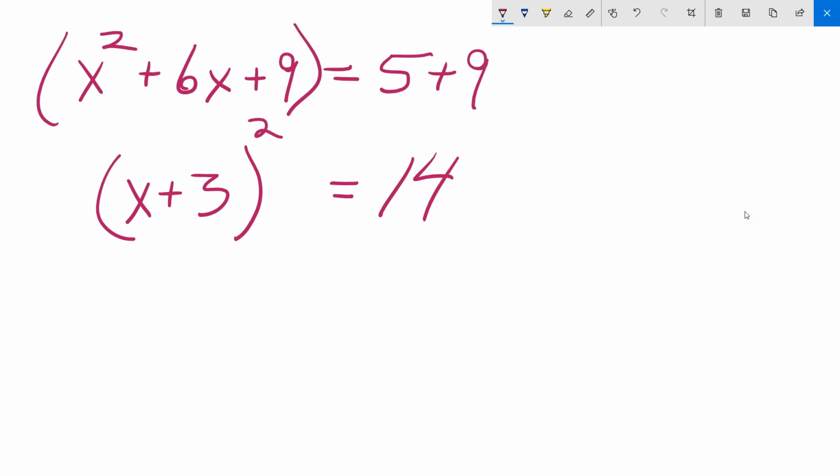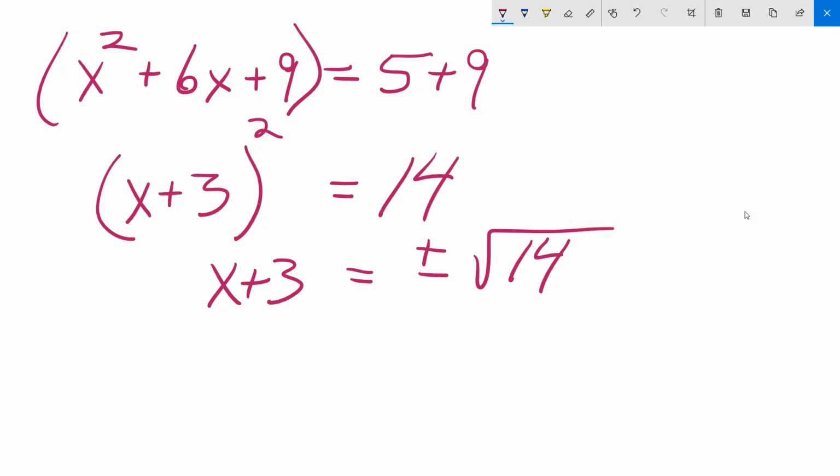Now what's the next step? Take the square root of both sides. Give me the next line. So it would be x plus 3 equals plus or minus square root 14. Good. And the final answer? So it would be x equals -3 plus or minus square root 14.